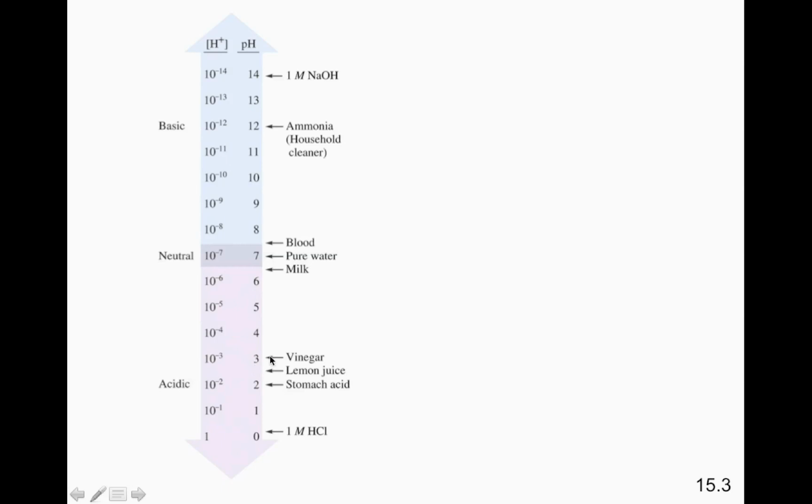Going down further here, vinegar is around a pH of 3, lemon juice is in between 3 and 2, stomach acid is around 2, and then we even have a pH of 0, which is 1 molar HCl. Once you're down this area here, we wouldn't bother with pH, we'd just use the molarity of the hydrogen ion concentration. So pH is really developed when you're up around here or up here. These numbers are just way too small.